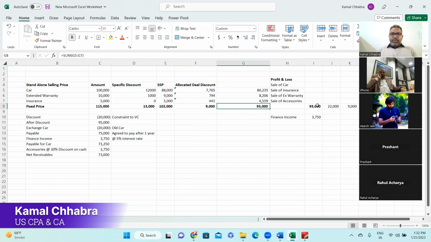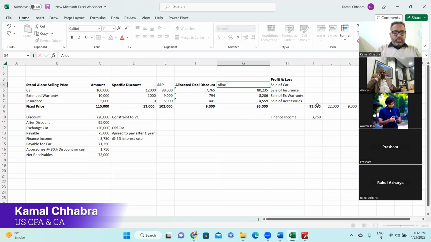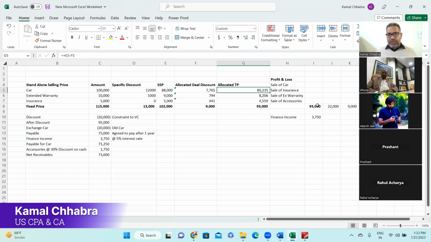Make sense, everyone? Yes, sir. Right? So this is the allocated transaction price for individual item. That's how you'll be calculating. That's what step 4 is all about. Step 4 is all about allocation of transaction price to the respective performance obligation.